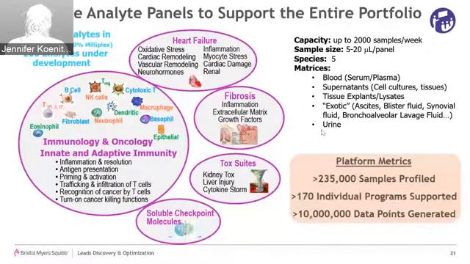A very large fraction of the sample types that we typically deal with are serum, plasma, or supernatants and lysates from either cell cultures or tissues. We do, however, also occasionally work with more exotic matrices such as ascites, blister fluid, synovial fluid, bronchoalveolar lavage, or increasingly urine. We have been building this platform over the last few years, and its use across the BMS research community has really taken off.